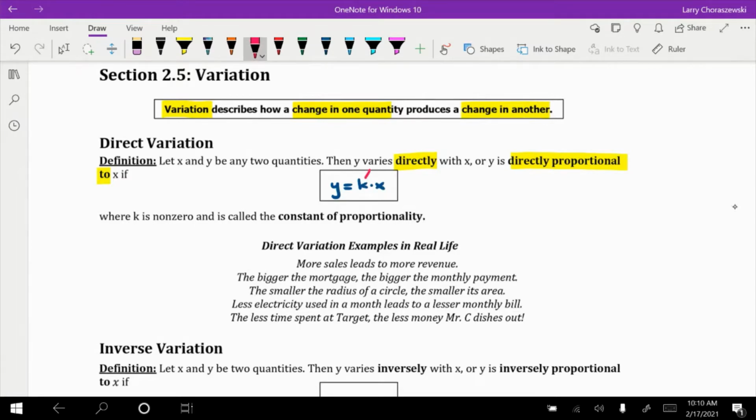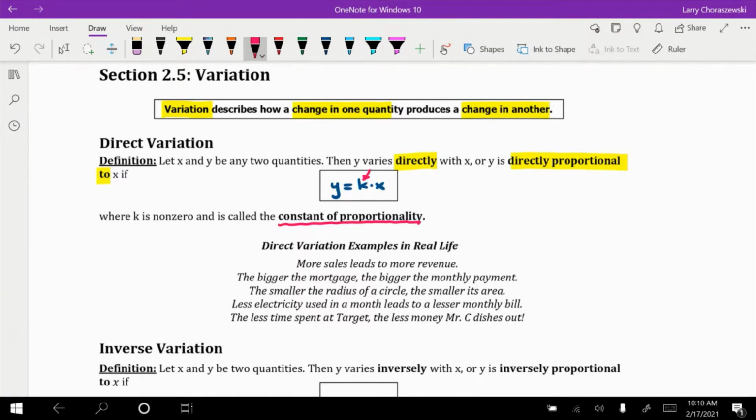Now this k right here is referred to as a constant of proportionality, and it's kind of like the number that links x and y together. It's a way of generating the y value once we know the x value, and in a lot of problems we have to figure out what the k value is in order to come up with the official model for the setting that we're in.